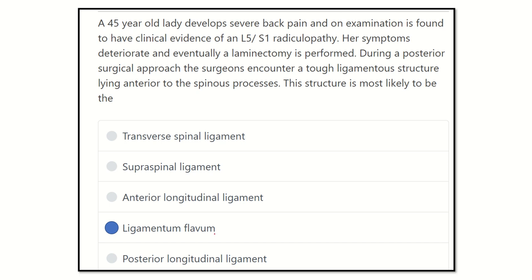It is the ligamentum flavum, because the ligamentum flavum lies anterior to the spinous process, before the spinal cord. So the answer will be ligamentum flava. It is one of the tough structures or tough ligaments which have to be passed during the operative procedure.